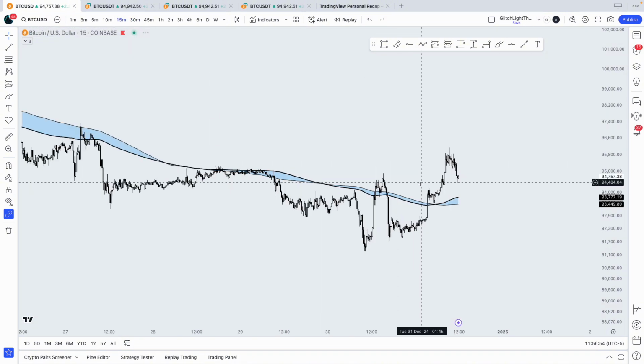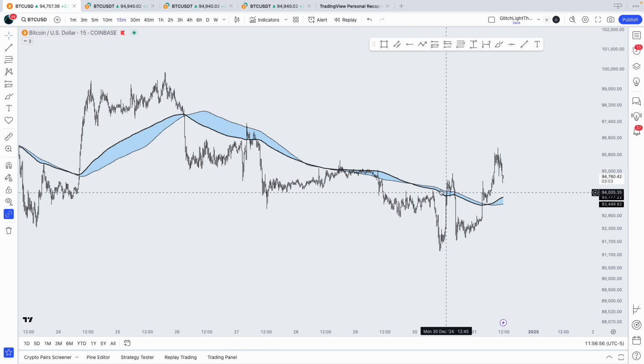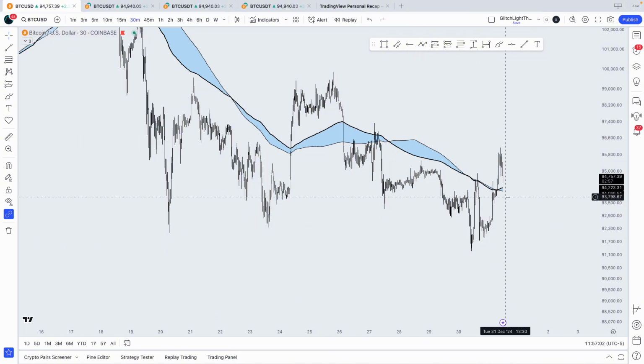The 15-minute 200s you could use as well, but to me the 30-minute 200s just look a bit more clean, and they're basically in the same area currently anyway. So I'm going to be using the 30-minute 200s here.